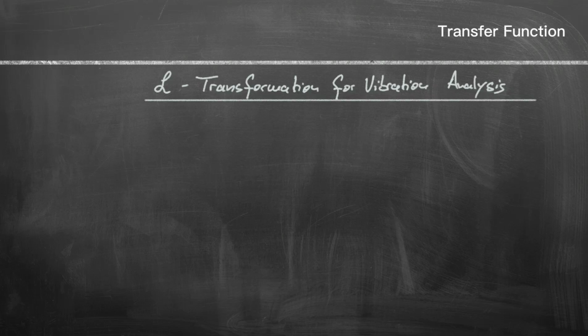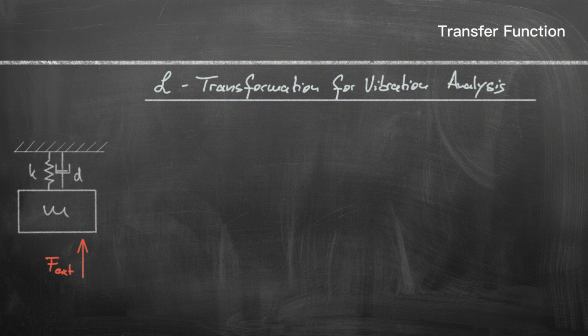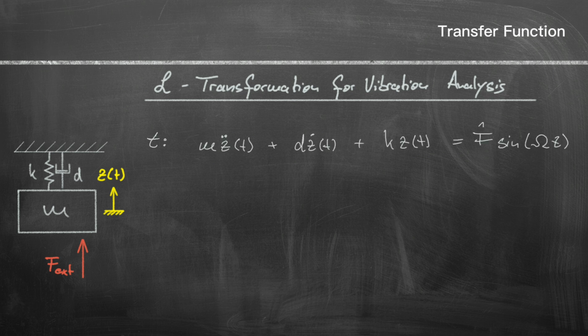I would like to briefly show you why engineers in practice very often use the Laplace transformation to perform vibration analysis. Imagine a vehicle suspension that is excited into oscillation by a road irregularity with an external force F external. As a rough approximation, the system can be simplified and described as a vertical, single degree of freedom oscillator with the coordinate z. The equation of motion is as follows.